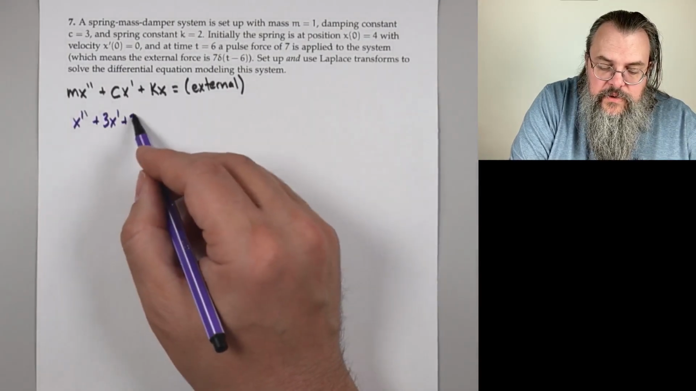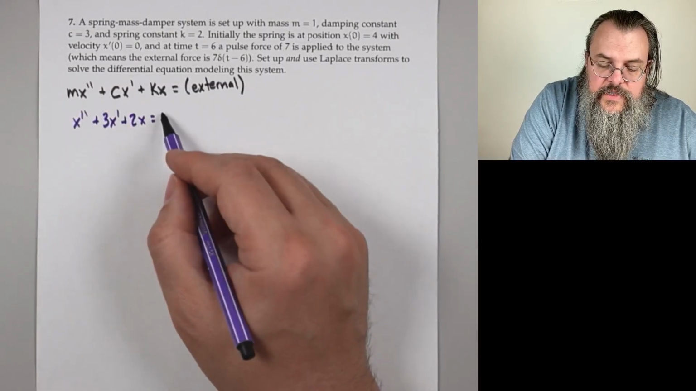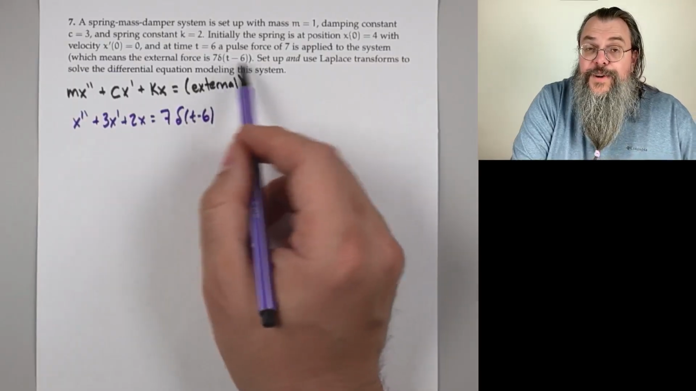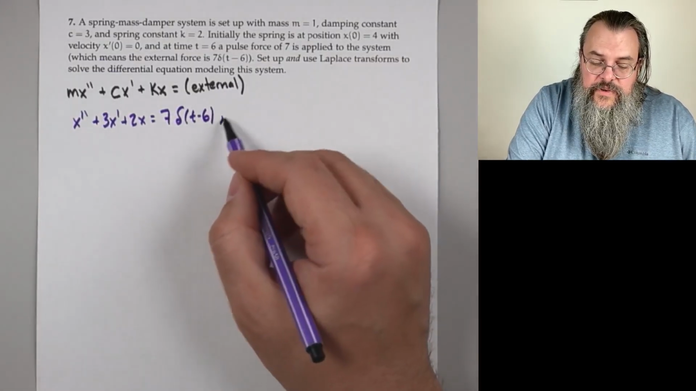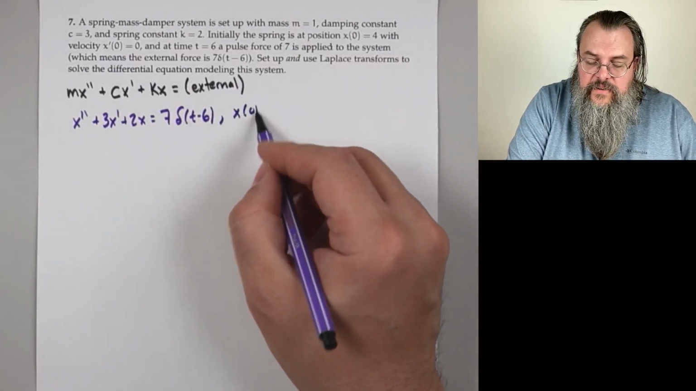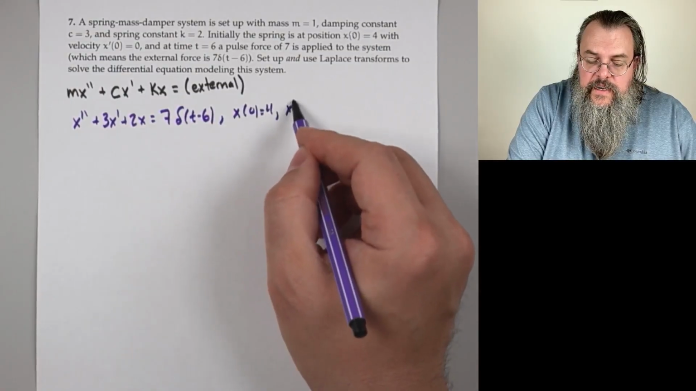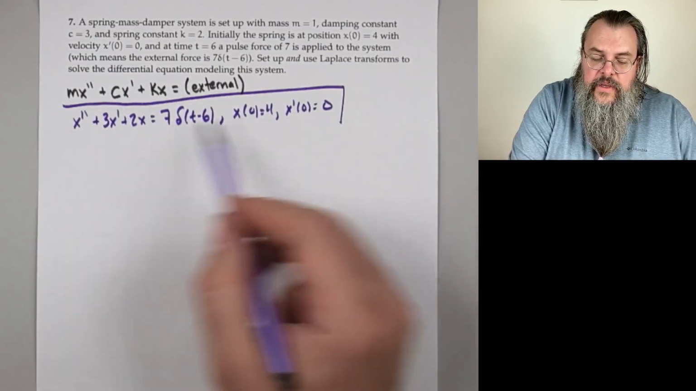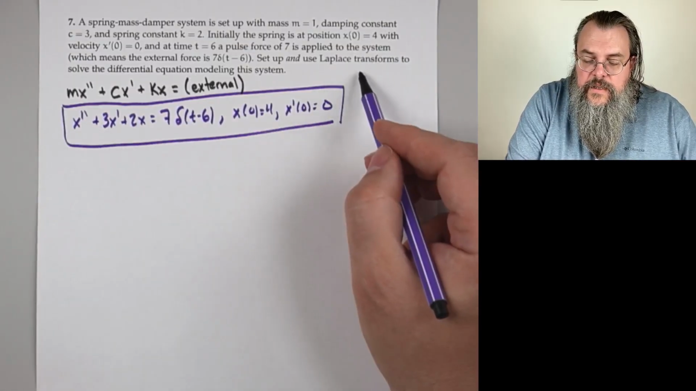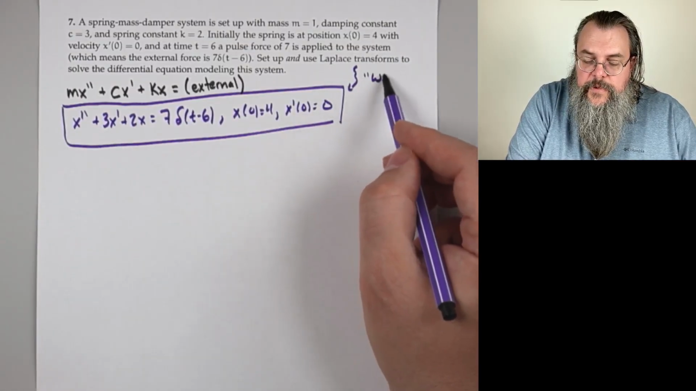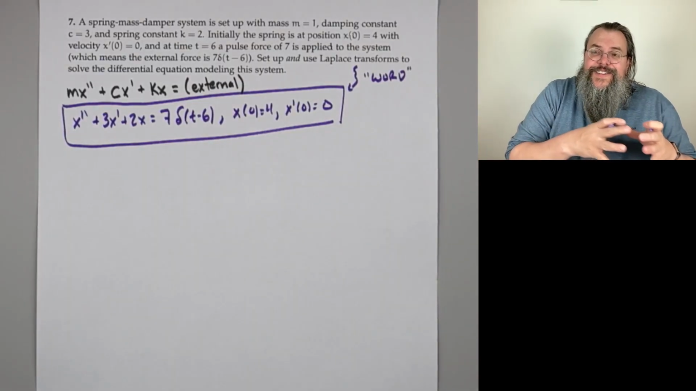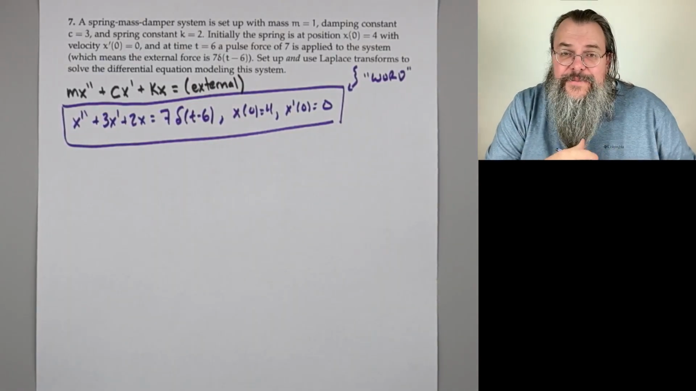K is 2, 2x. Our external force is the delta function, t minus 6, because it tells us what it is. And we'll throw in some initial conditions. X of 0 equals 4. X prime of 0 equals 0. All right, so there we go. So this is the word part of the word problem, with the translation from text to differential equation.